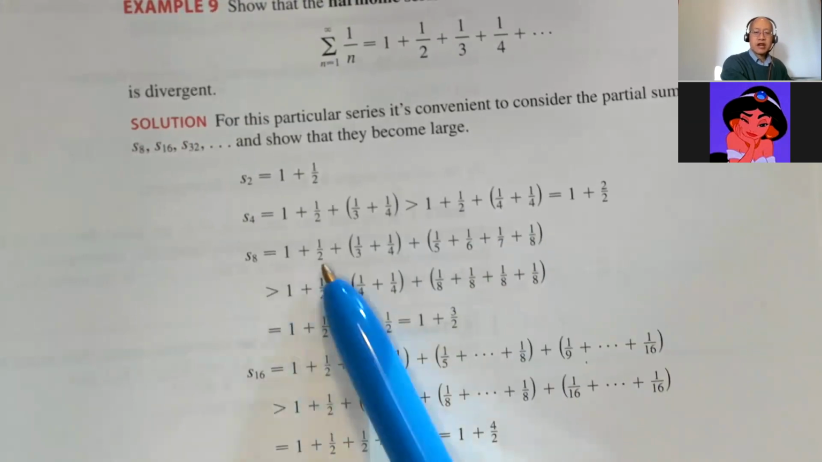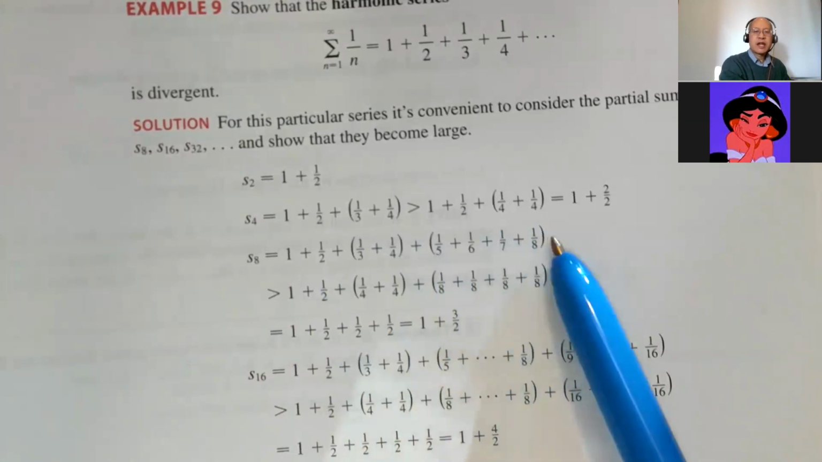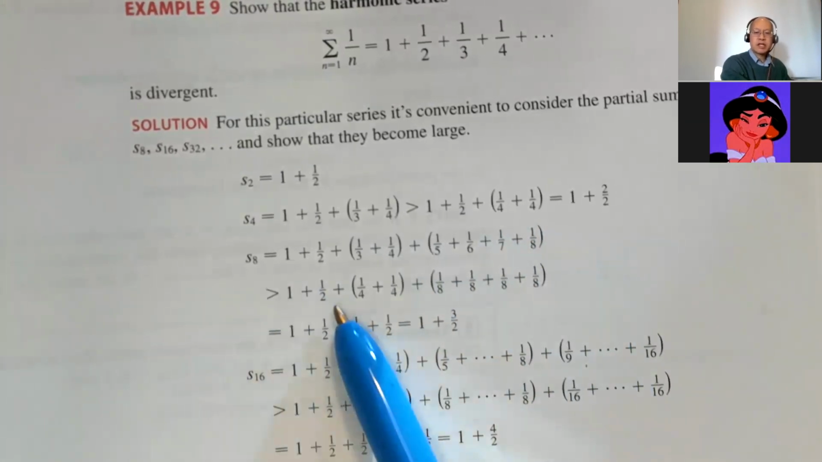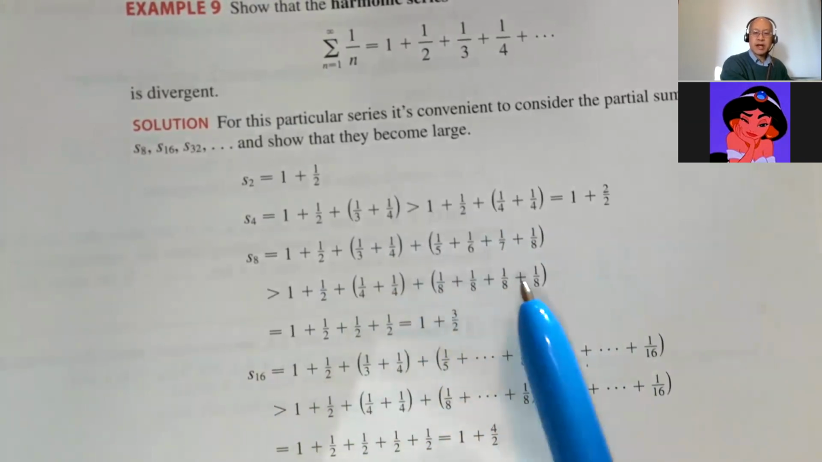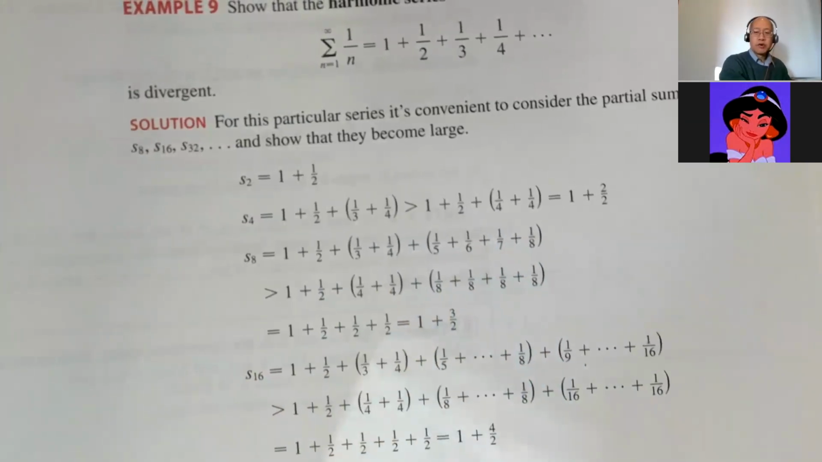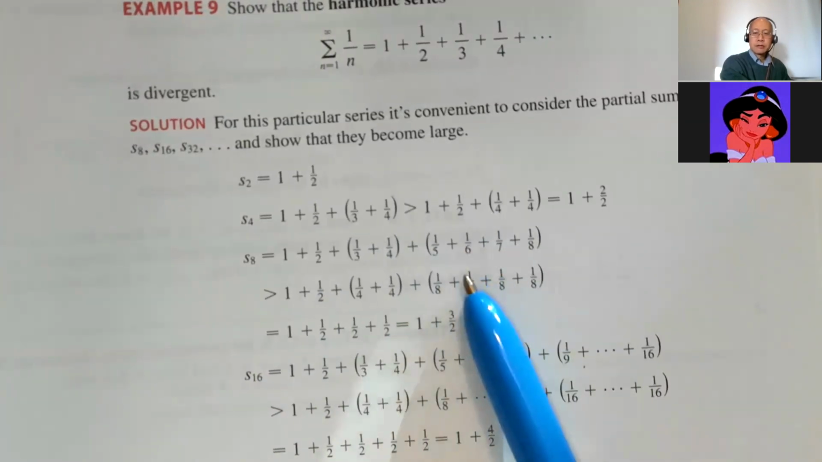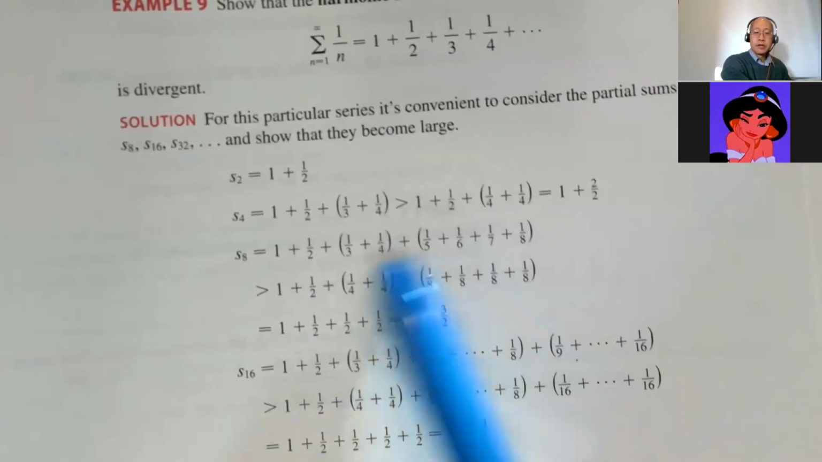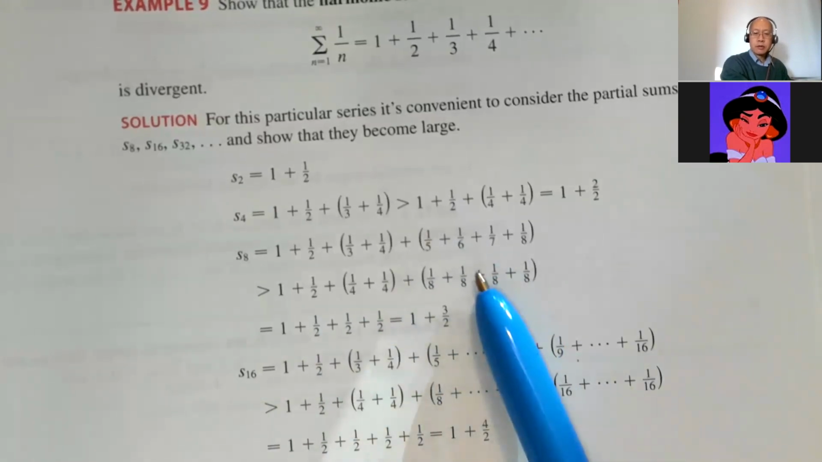S8 is 1 plus a half plus a third plus a fourth, plus a fifth, sixth, seventh, and eighth. That's bigger than 1 plus a half plus a half plus 1/8, 1/8, 1/8, 1/8. 1/5 is bigger than 1/8. 1/6 is bigger than 1/8. 1/7 is bigger than 1/8. And 1/8 is equal to 1/8. So this top sum is bigger than this sum. Here's another half.